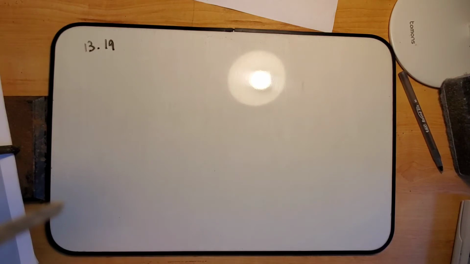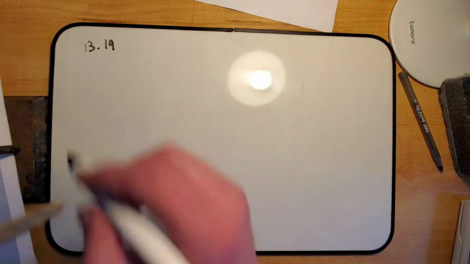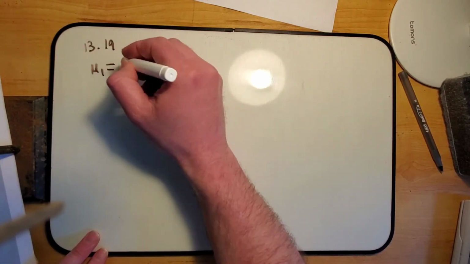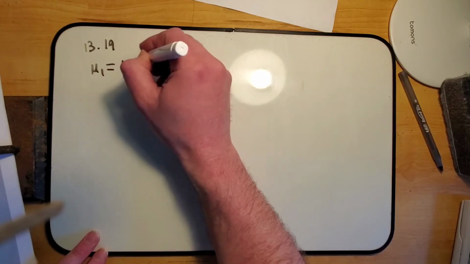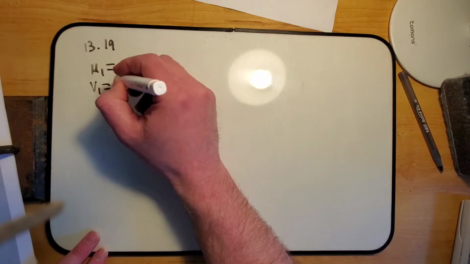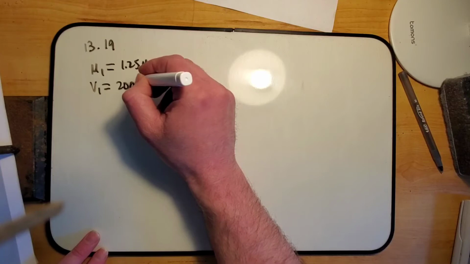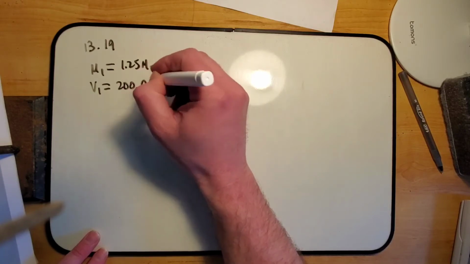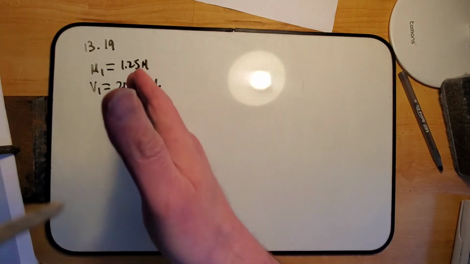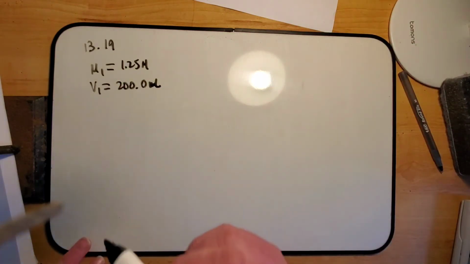When you look at the question itself, you see how it says 200.0 milliliters of. You always want to keep these two together. So I'm going to make M1 equal to 1.25 molar, and I'm going to put V1. Anytime it says "of", I keep them together as the one in this case. If this was the diluted solution, this is more concentrated, this is stock, I would have used M2V2 for these.